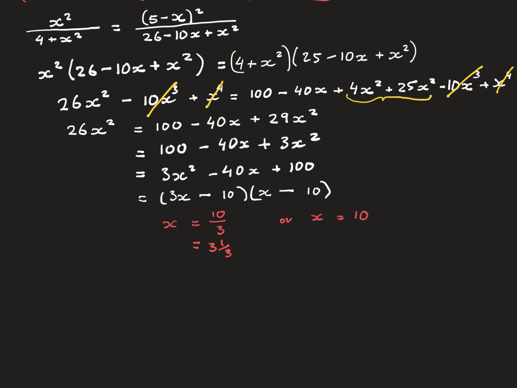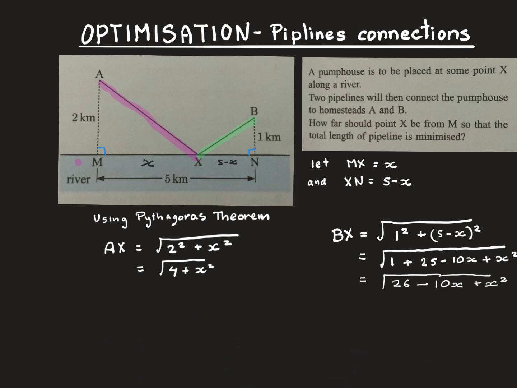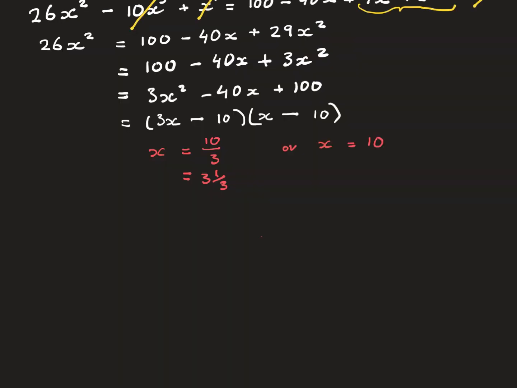Out of those two answers, one of them is not possible, because if we go back up to our original drawing over here, it shows you that this distance cannot be bigger than 5. So x cannot be equal to 10. It's only 3 1/3.